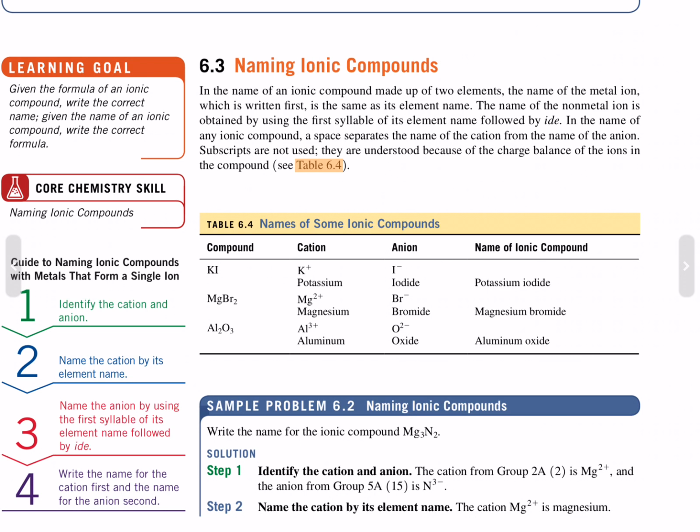Names of some common ionic compounds. KI is potassium iodide. MgBr2, magnesium bromide. Al2O3, aluminum oxide.